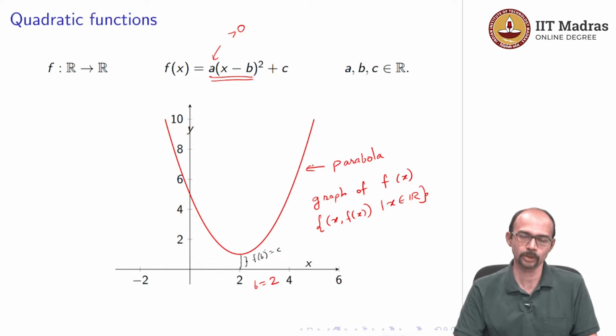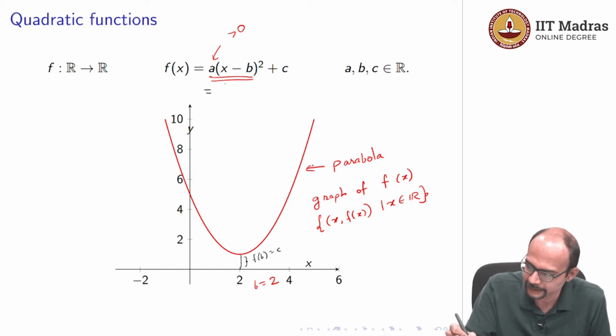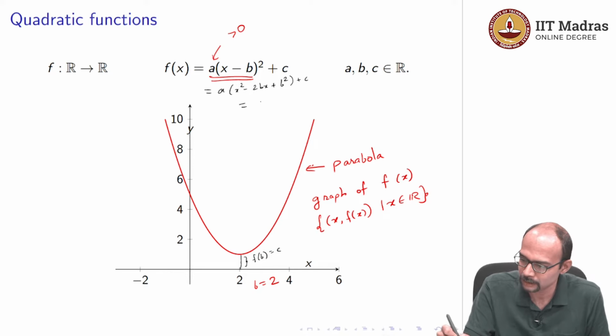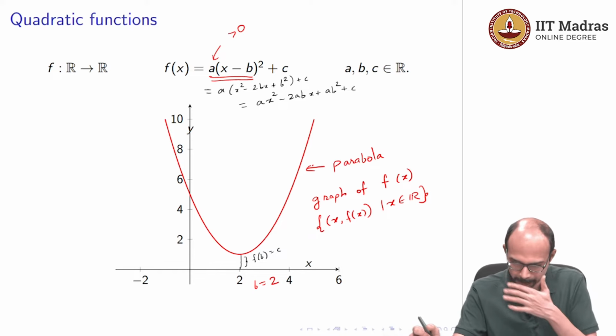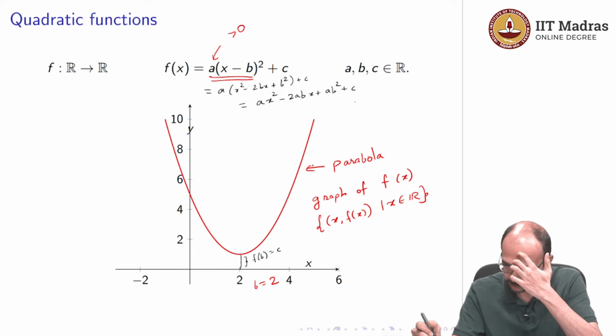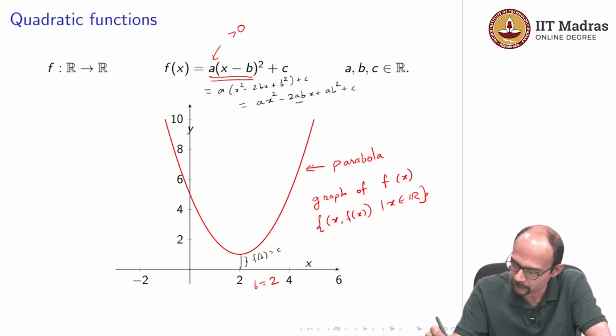So, one way to do this is to study calculus, which is what we are going to do. Okay, so let me expand this and see what we get. This is a times x squared minus 2bx plus b squared plus c, which is ax squared minus 2abx plus ab squared plus c. I can use some other notations for 2ab and ab squared plus c. Maybe I will call this b prime, and this c prime. So, I can write it as ax squared plus b prime x plus c prime.